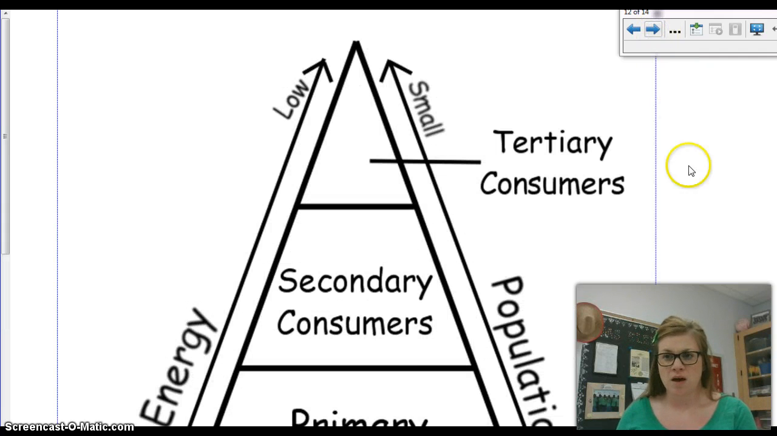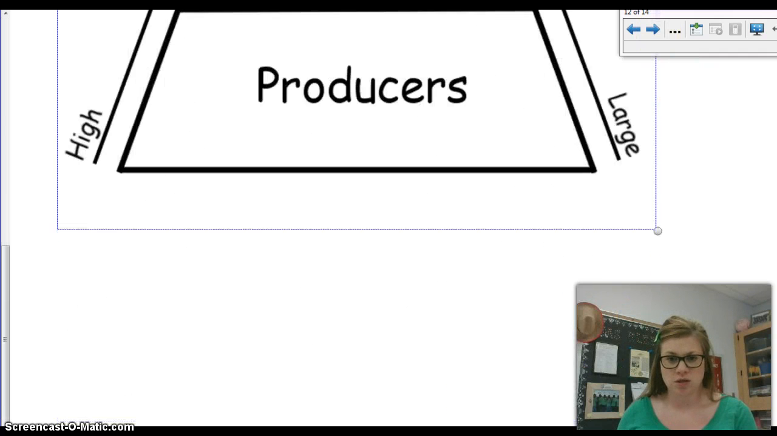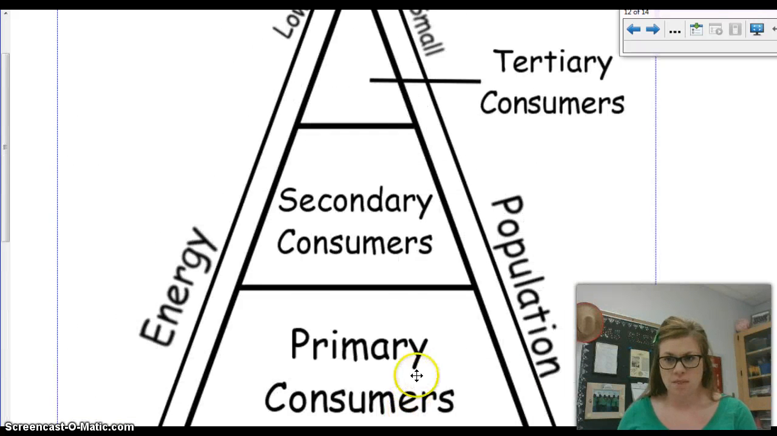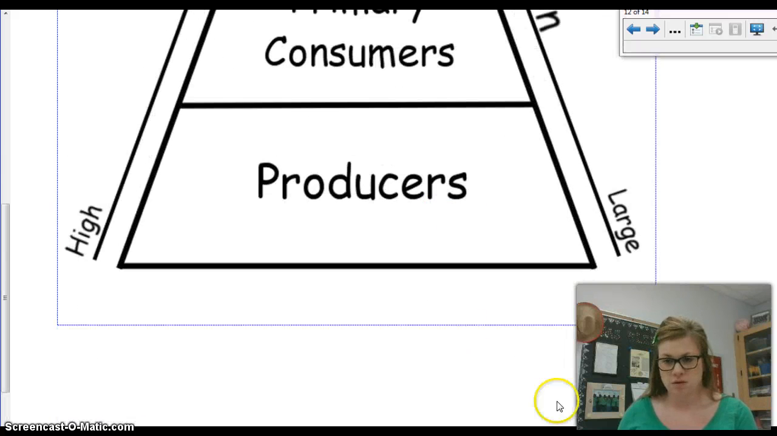So here we have, let me extend this page, excuse me. Okay, let me make this smaller.